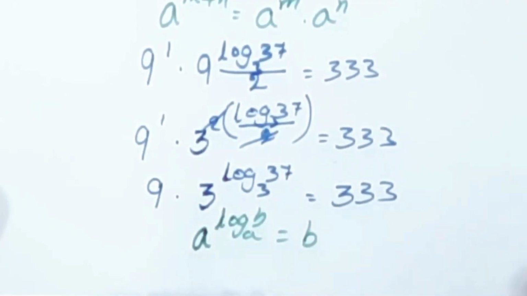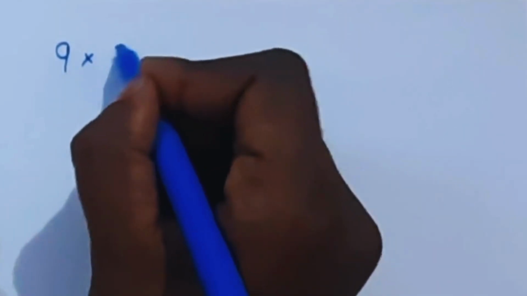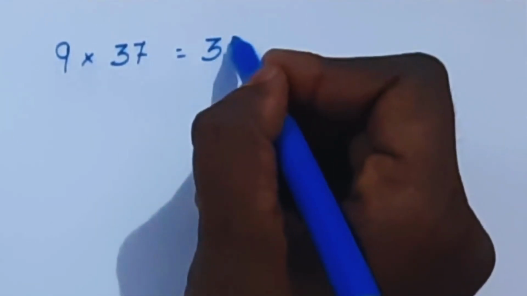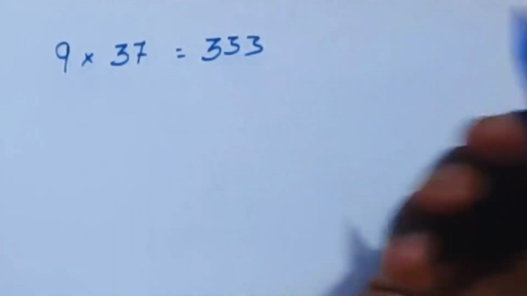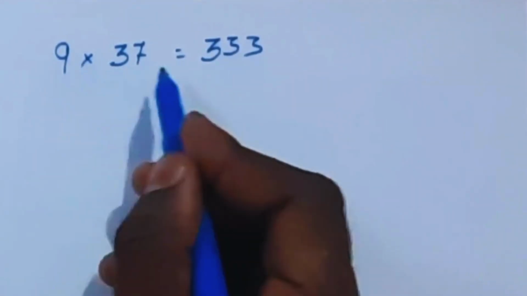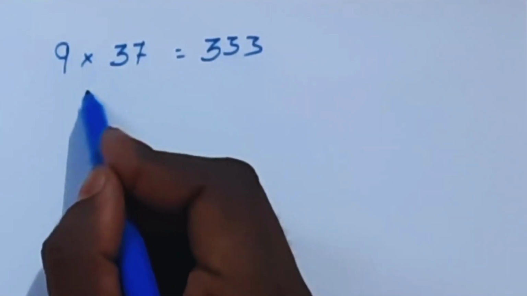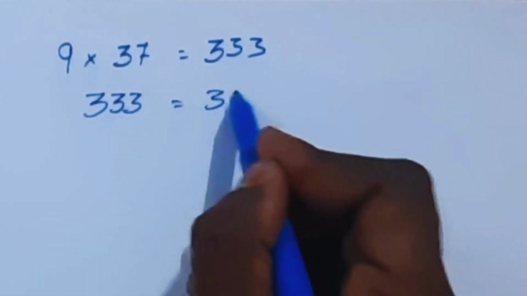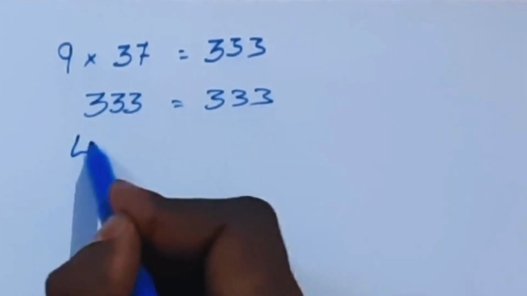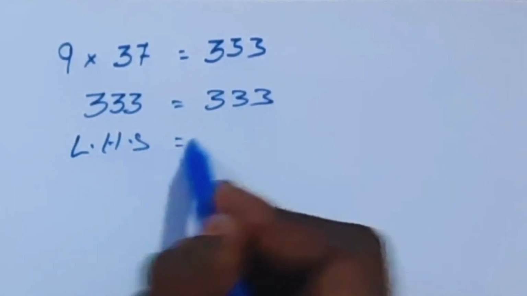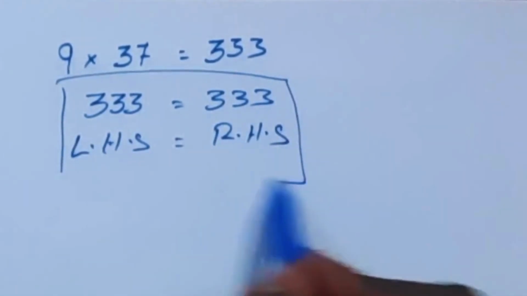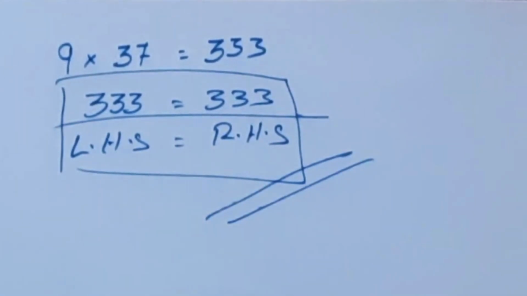Now we are going to apply here. 9 times 37 equal to 333. So 9 times 37 is 333. So LHS equal to RHS, thus verified. Thanks for watching this video.